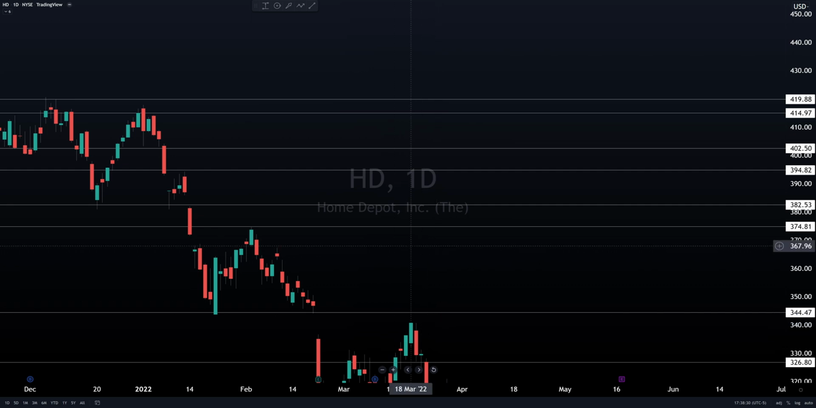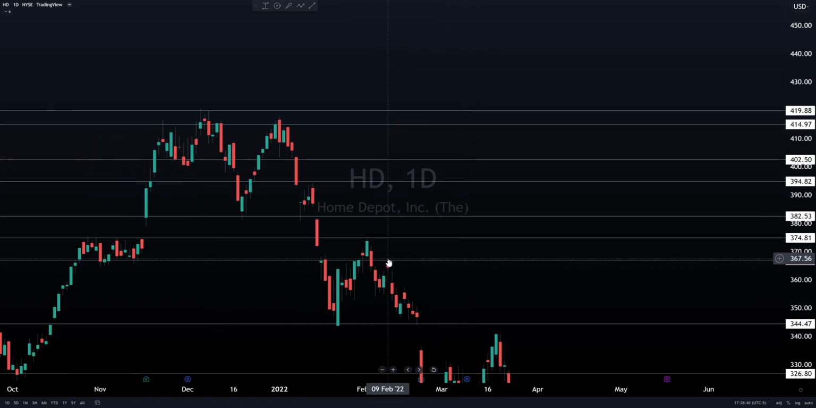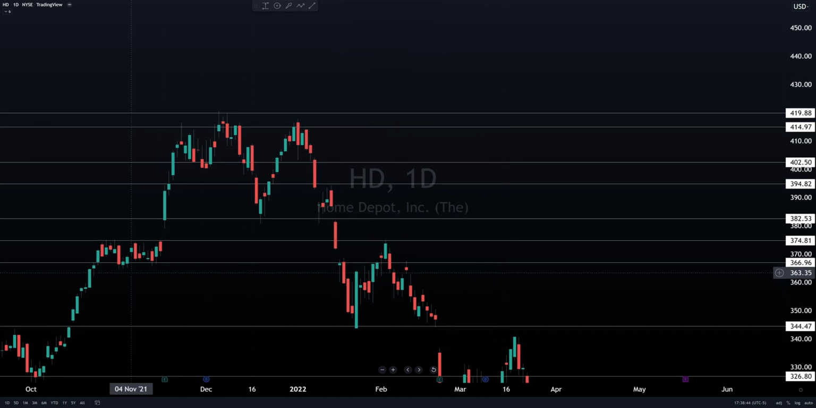Okay, so where do we put it? Well, let's put it right there. Yeah, I like it right there, right? I don't want the exact wick. I want a little bit below the wick. And it seems to work well with this.